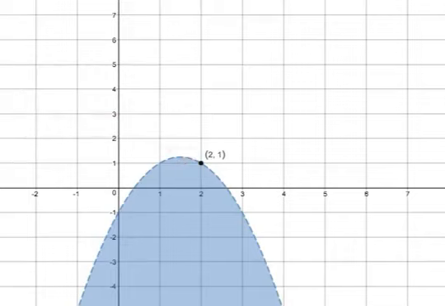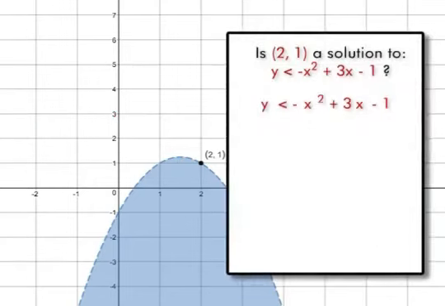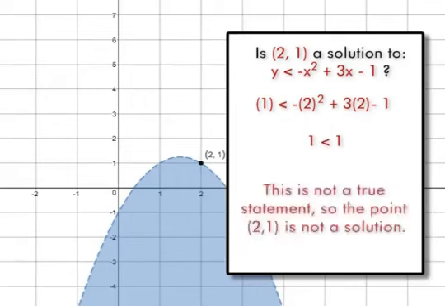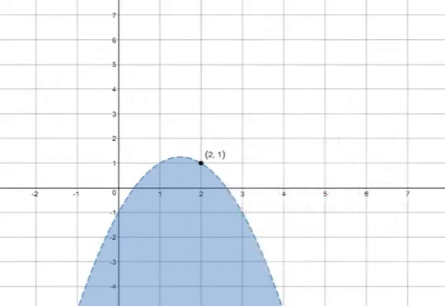We can verify that algebraically by substituting in 1 for y and 2 for x. And when we do that, what we're going to find is that we get the expression 1 is less than 1. Well, that's not true. 1 is equal to 1, and since it's not true, it can't be a solution. And then finally, we're going to look at the point 2, negative 2.